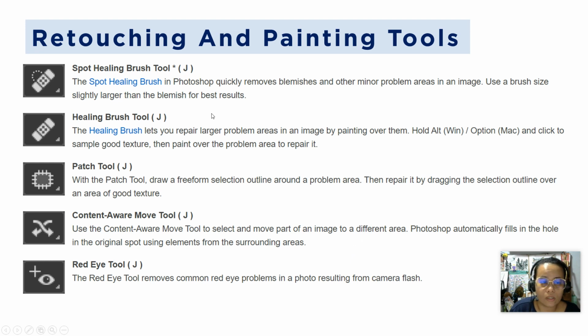So for retouching, we also have spot healing. So it quickly removes blemishes and minor problems. So we have healing brush. Healing brush lets you repair larger problem areas in the image. We have the patch tool. The patch tool draws a freeform selection.